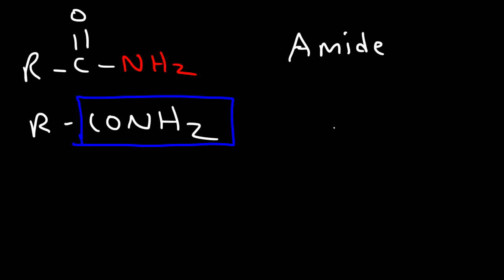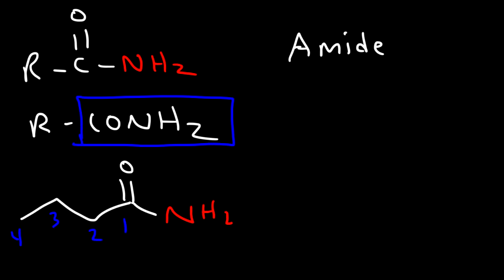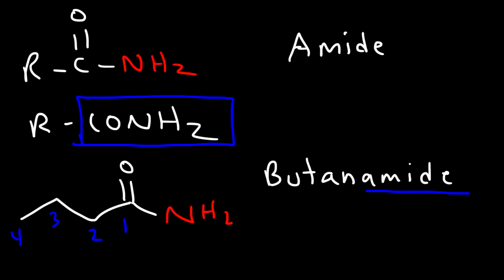Now, this particular group, well, let's use an example to name it. How can we name this molecule? So we have a total of 4 carbon atoms. And so to name it, this is going to be butanamide. So instead of saying butane, take off the E and add amide at the end.